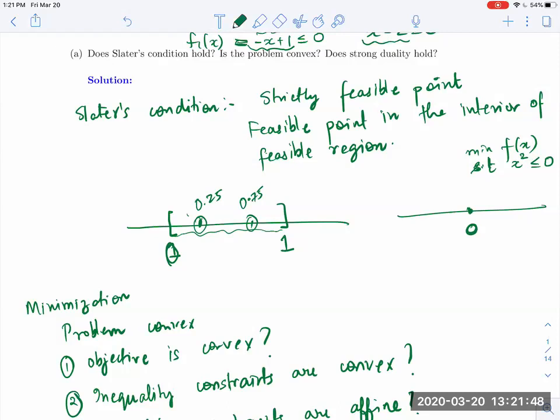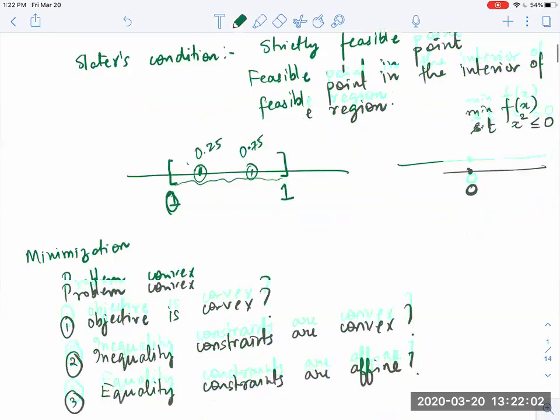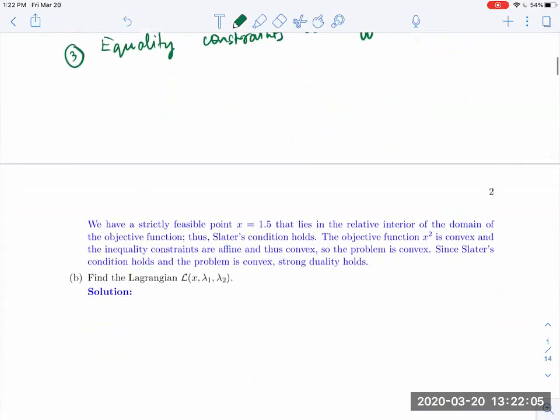Yeah, so since Slater's condition holds and the problem is convex, I think we can conclude strong duality holds, right? Yes, exactly. That's the main use of Slater's condition. It's used along with the problem being convex to argue that strong duality holds. Okay, great. So this is the solution.